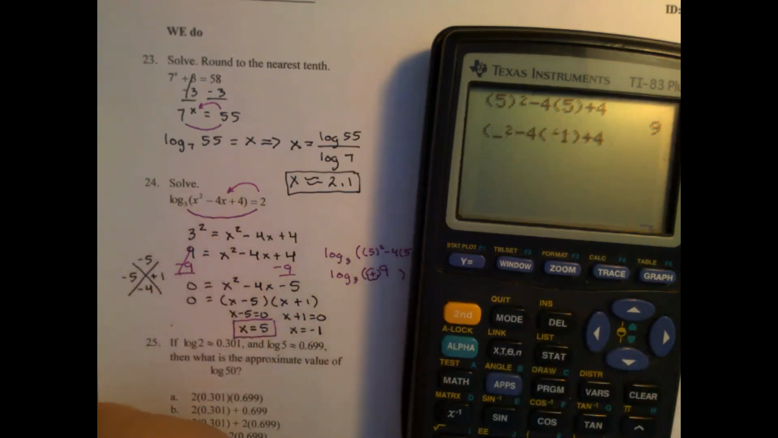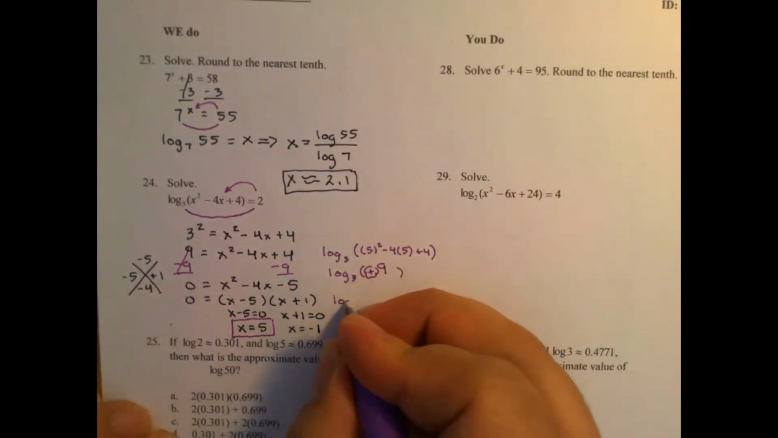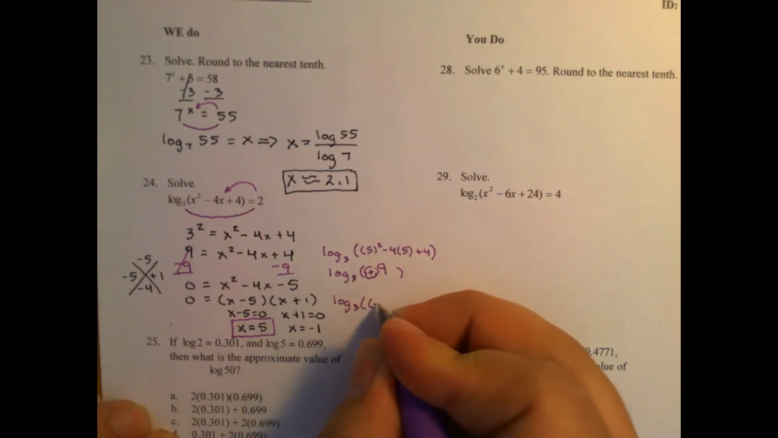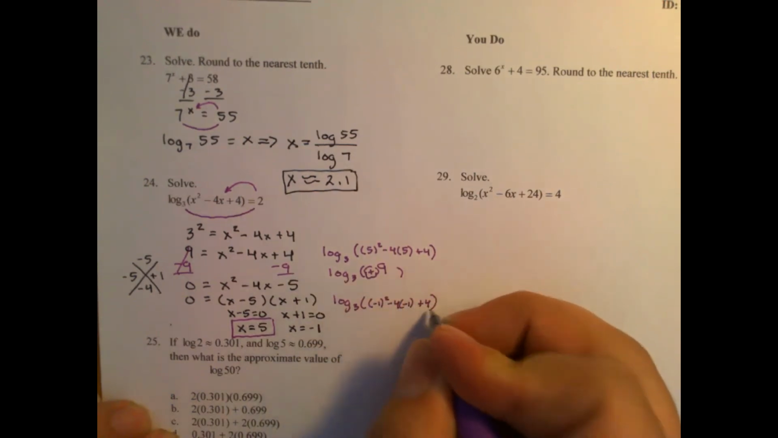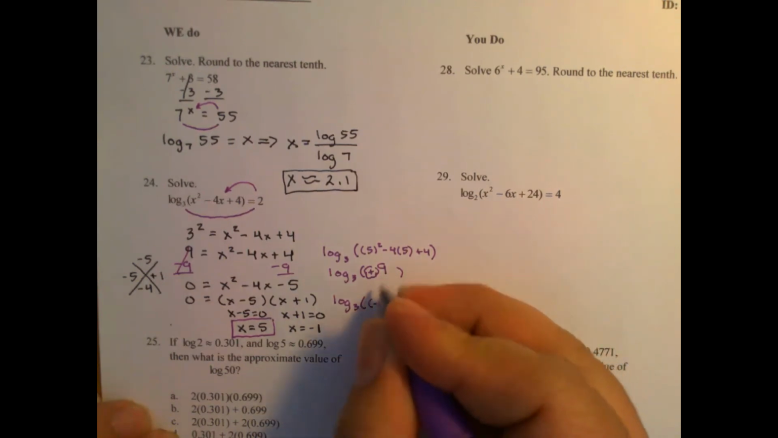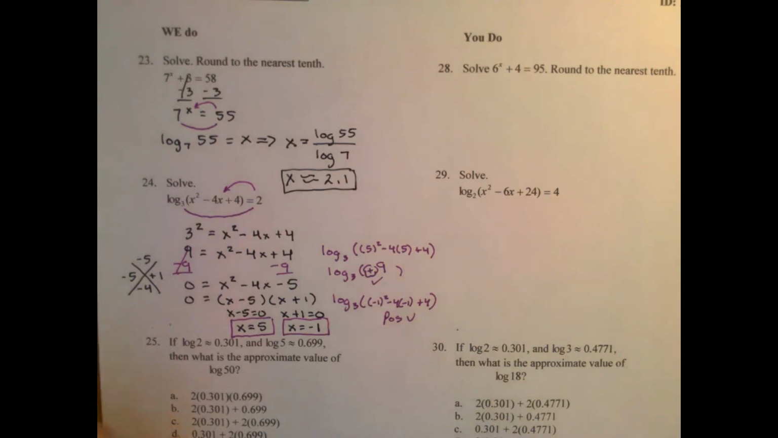Delete that. I'm going to insert a negative 1. Okay, I also got a positive 9 when I plugged in a negative 1. So log base 3 of negative 1 squared minus 4 times negative 1 plus 4 was a positive. So they both check out. Then they are both officially the answer. Now, just be careful. You might get an extraneous solution. This one worked out, so we were okay.